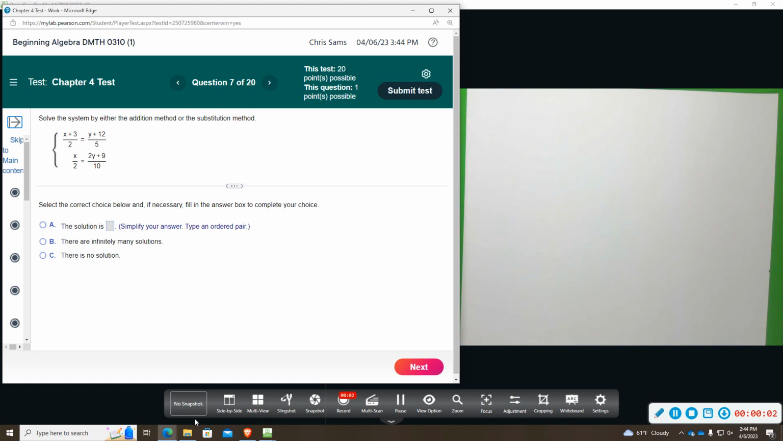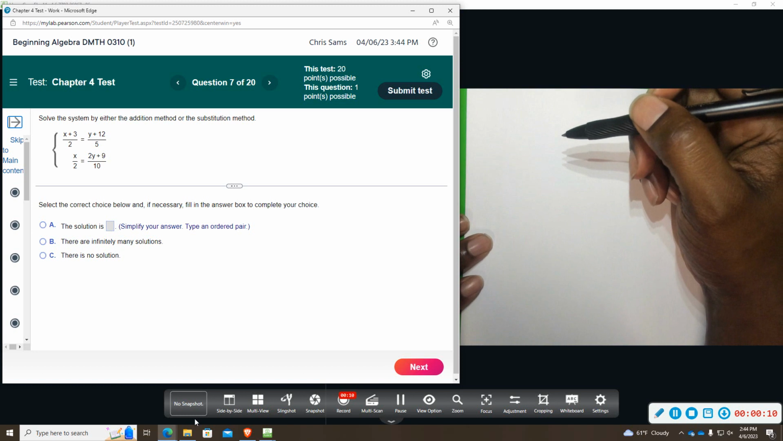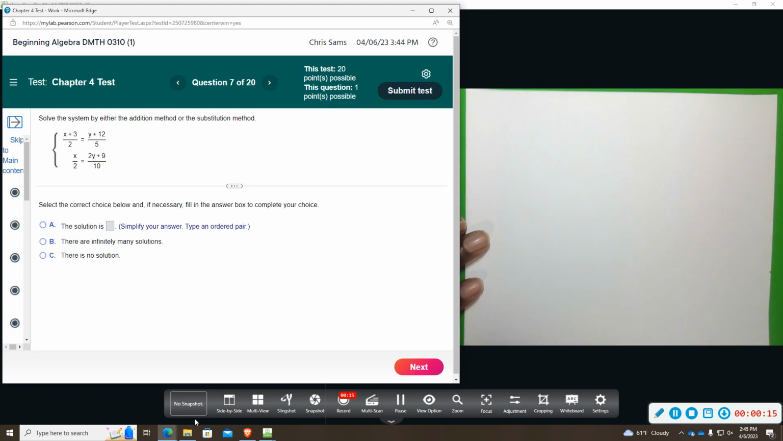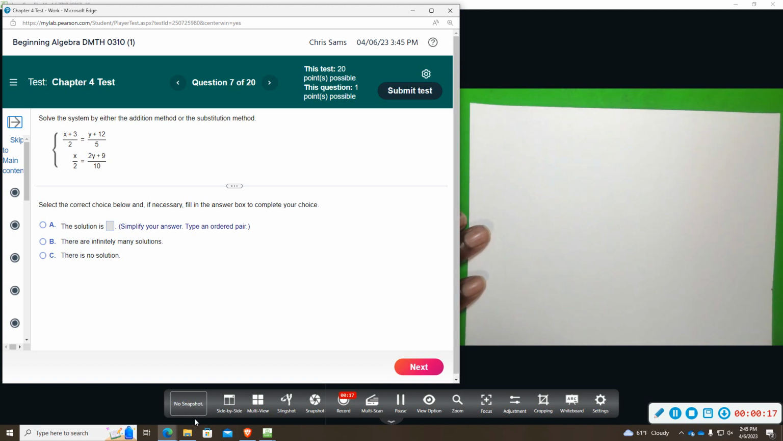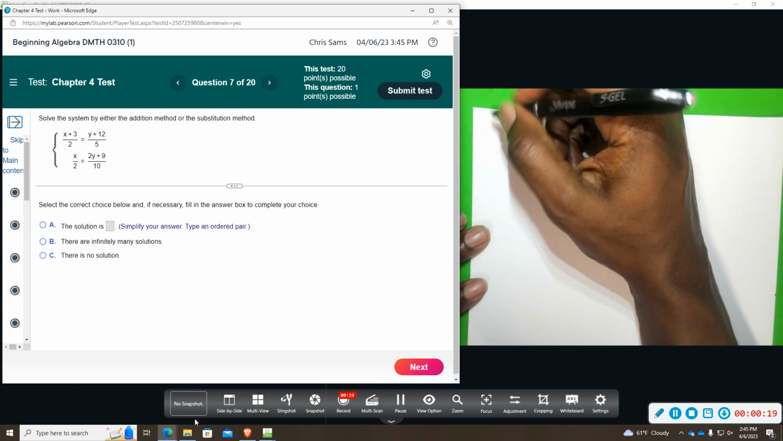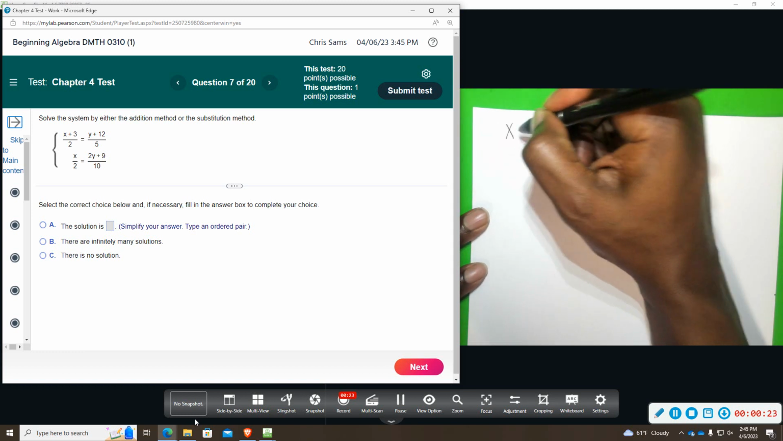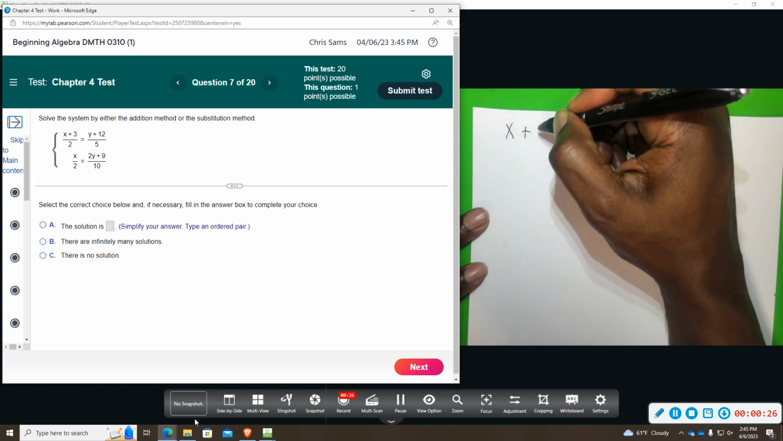All right, question number 7. We want to solve this system by, it says addition method or substitution, so we can use whichever one we think is best. I always like what they call the addition method, which I call elimination. So we're going to do that. First, I'm going to need to get rid of these fractions because that is going to cause me extra difficulty.